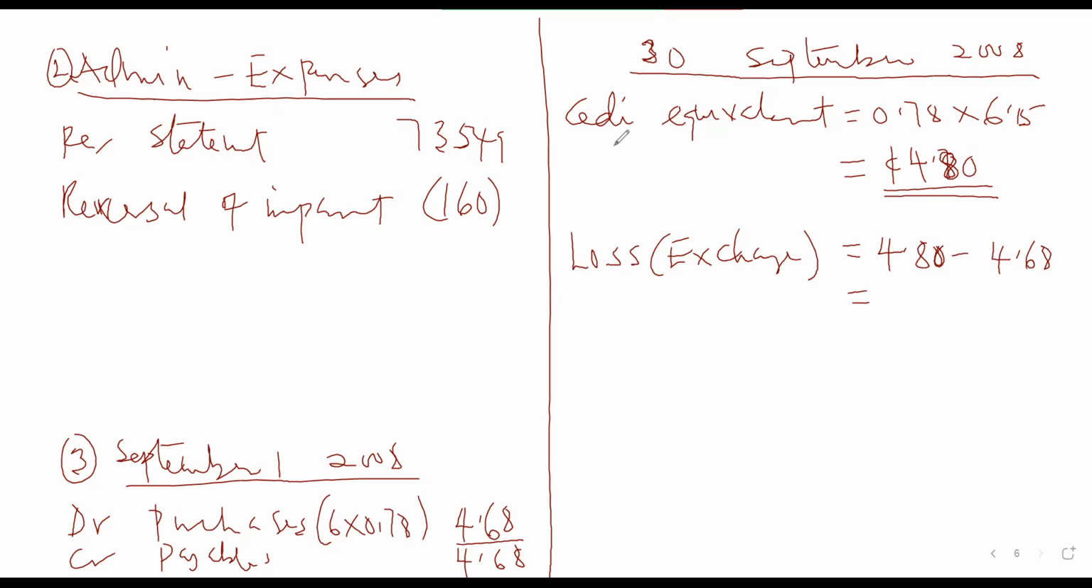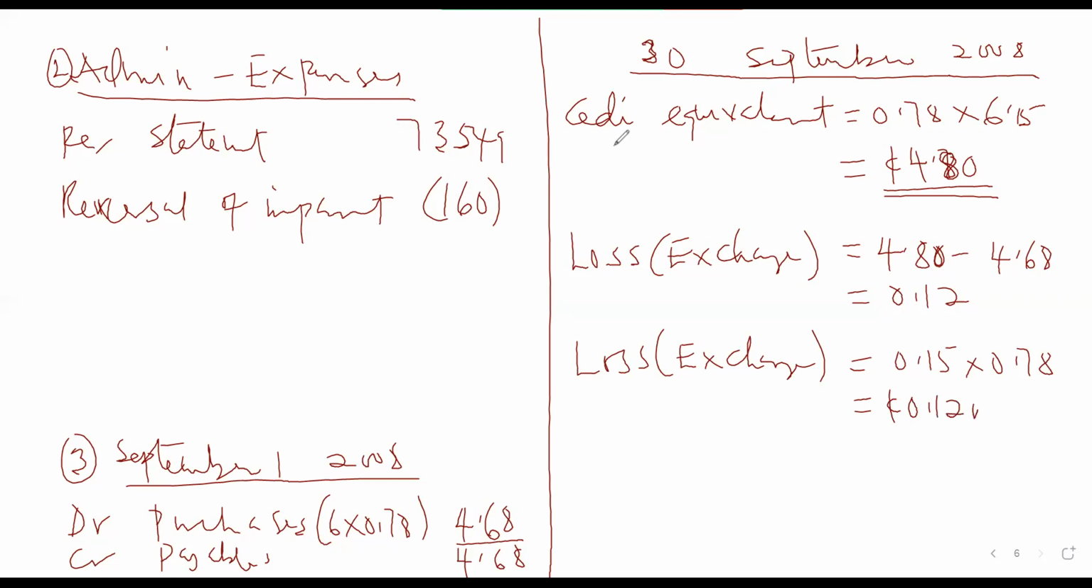All right. So what is the difference? 0.12. Do you know that someone can also calculate the exchange loss like this? Someone can also calculate it like 0.15 times 0.78, because we are going to incur additional 0.15. So that will be 0.12 million. So this is an expense, isn't it? Yes, sir. This is an expense.